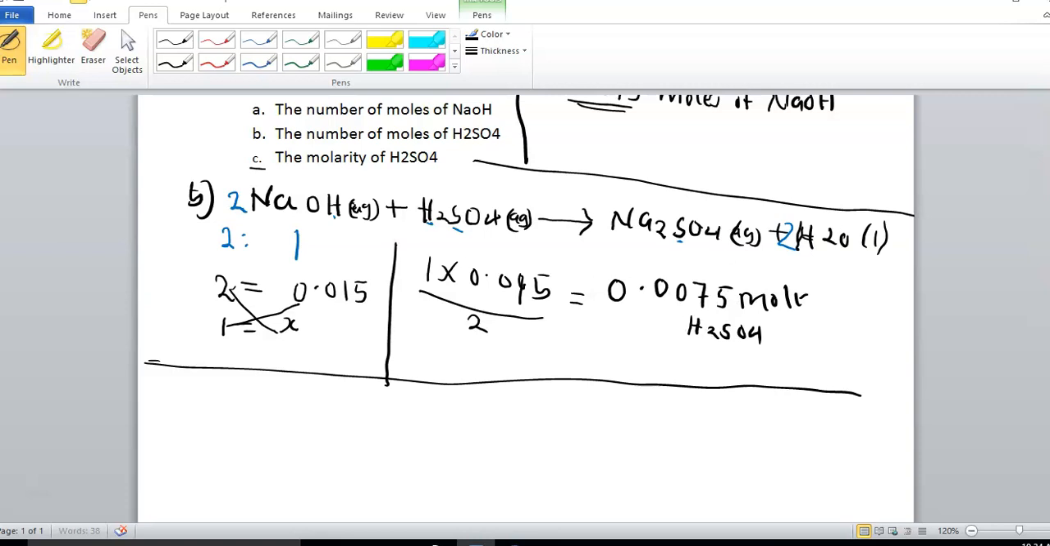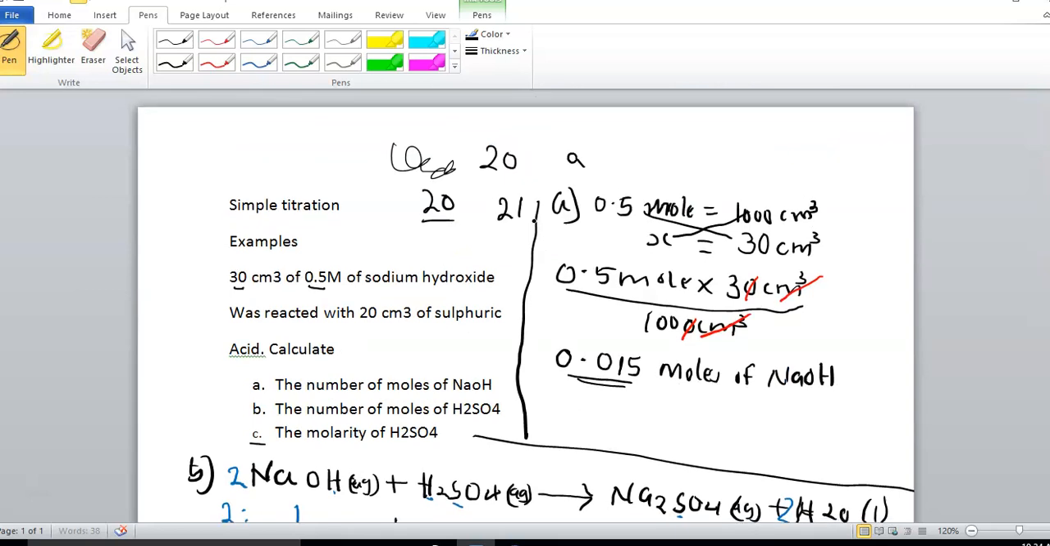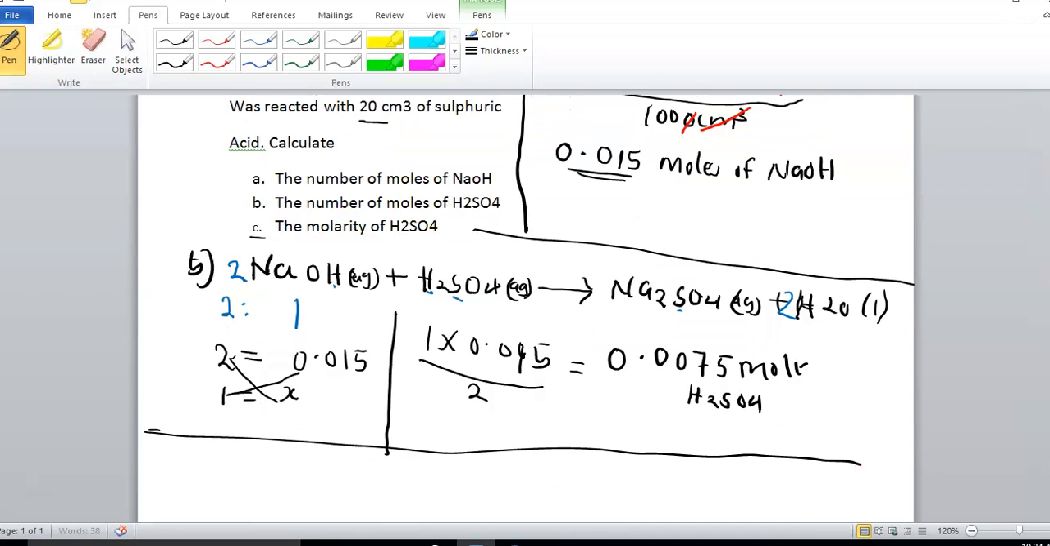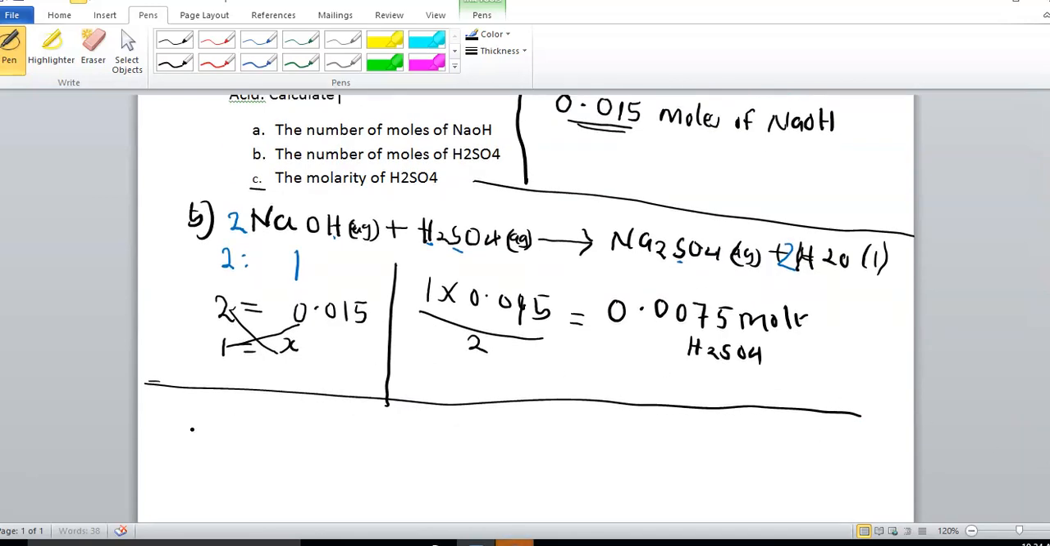We also have the volume of the acid used, which is 20 centimeter cubic. The 20 centimeter cubic of sulfuric acid and the number of moles we got through the equation and mole ratio correspond, because both reacted with the base. So 20 centimeter cubic of the sulfuric acid is equal to 0.0075 moles of the acid used.